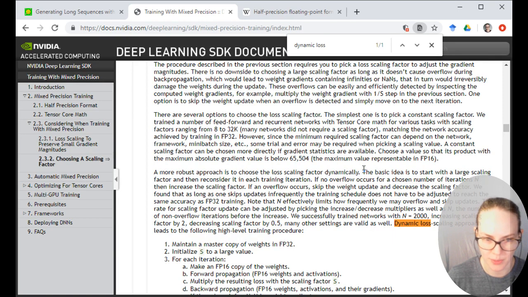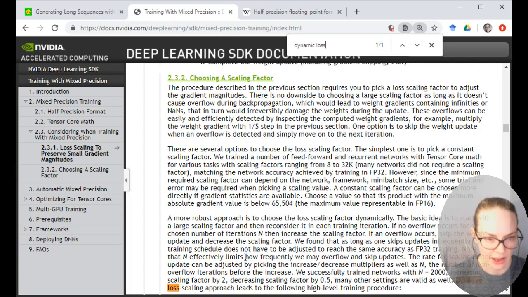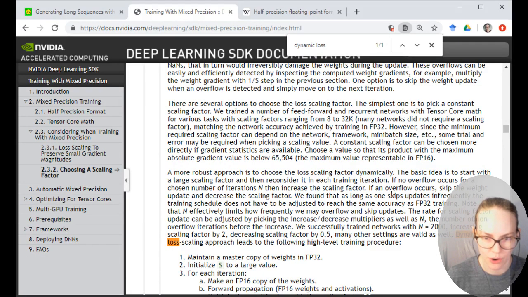Okay, the basic idea is to start with a large scaling factor. Let me zoom in for y'all. A large scaling factor, and then reconsider it in each training iteration. If no overflow occurs for a chosen number of iterations n, then increase the scaling factor. If overflow occurs, skip the weight update and decrease the scaling factor. We found that as long as one skips updates infrequently, the training schedule does not have to be adjusted to reach the same accuracy. Okay, so this is just sort of like you take big steps at first, and then as you get closer, you take smaller and smaller steps, and then somehow overflow plays into it.